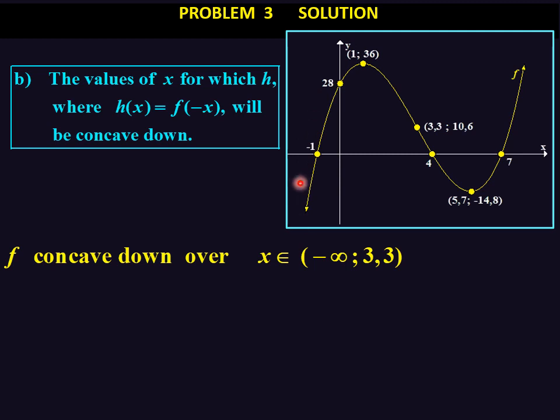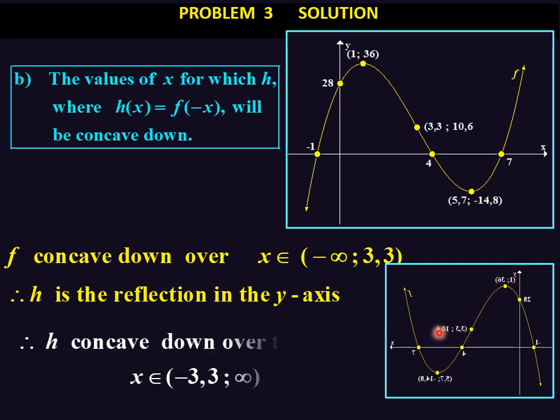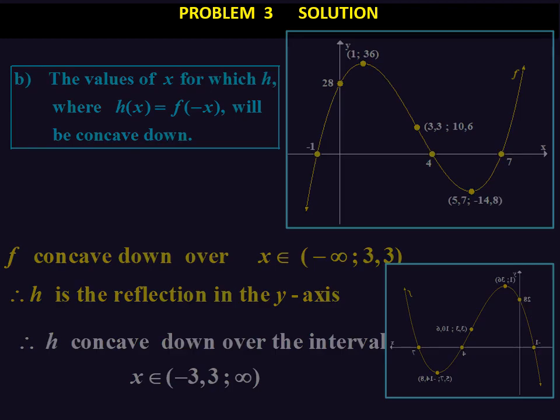It is concave down from negative infinity to 3. But h is the reflection in the y-axis. It's just reflected in the y-axis. So in other words, this point will go this way, that one will go that way. So let's see what the reflection looks like. And now can you see where it is concave down? Before, concave down was on the left side. Here concave down is on the right side. So it's from negative 3 up to infinity.